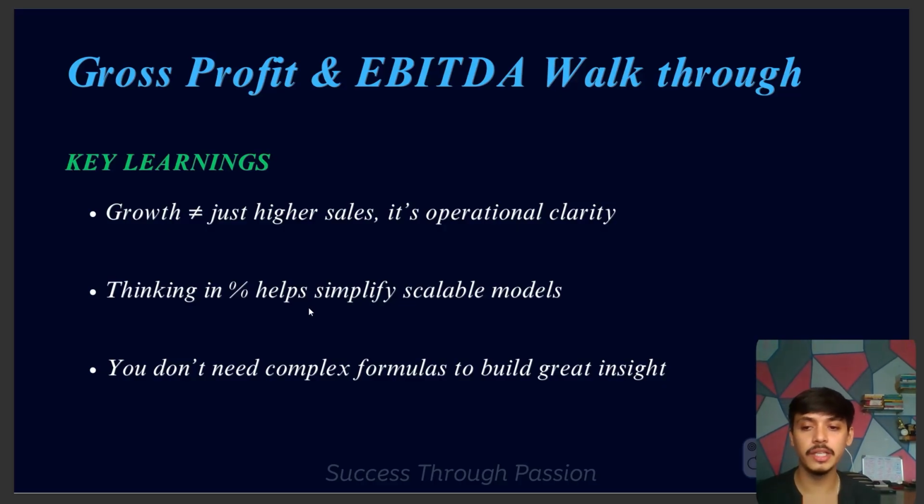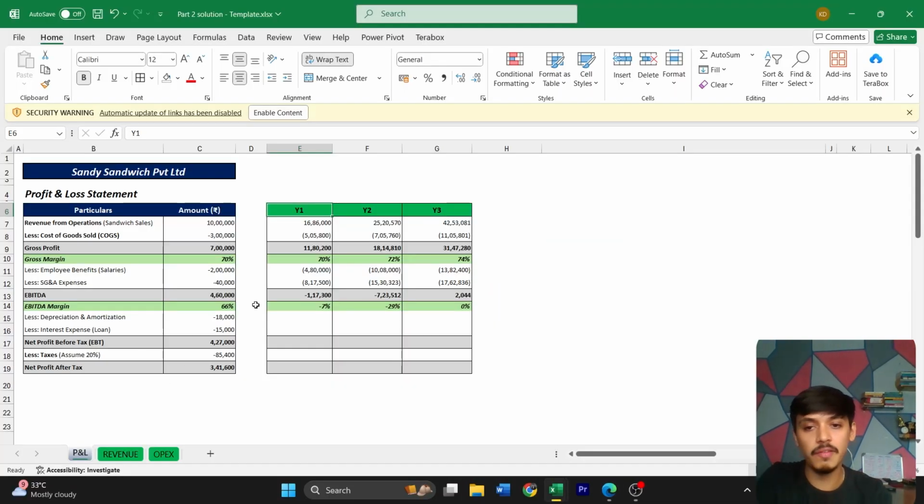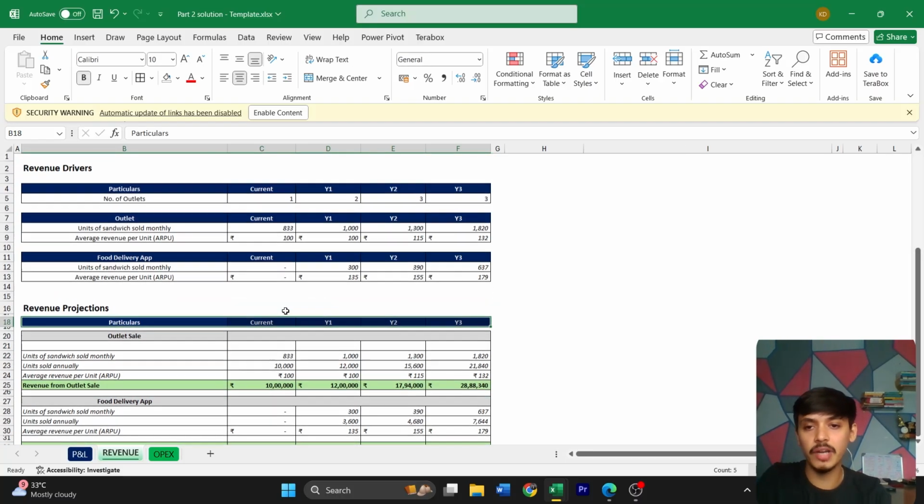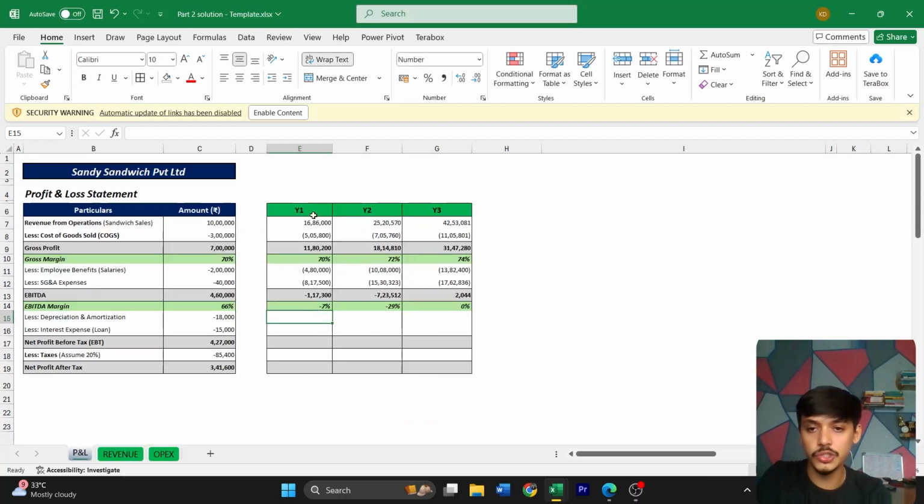And the final point is you don't need complex formulas to build great insights. As you saw, we did not even use a single IF formula or conditional formatting or anything. We just used plain numbers, good assumptions, and a formatted template to create the entire financial model. So as you can see, everything is integrated with one another. A single change and the entire financial model over here will change its numbers.